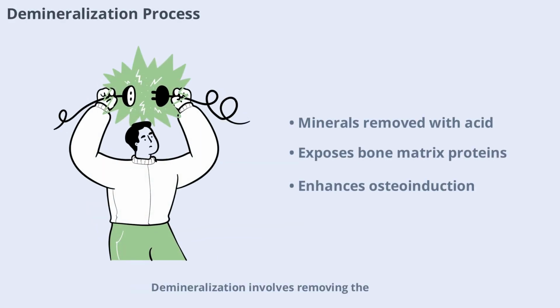Demineralization involves removing the mineral content from bone tissue, usually with an acid solution. This process exposes the bone matrix and its proteins, including bone morphogenetic proteins. Demineralized bone is more flexible and has enhanced osteoinductive properties, making it ideal for stimulating new bone growth in challenging cases.